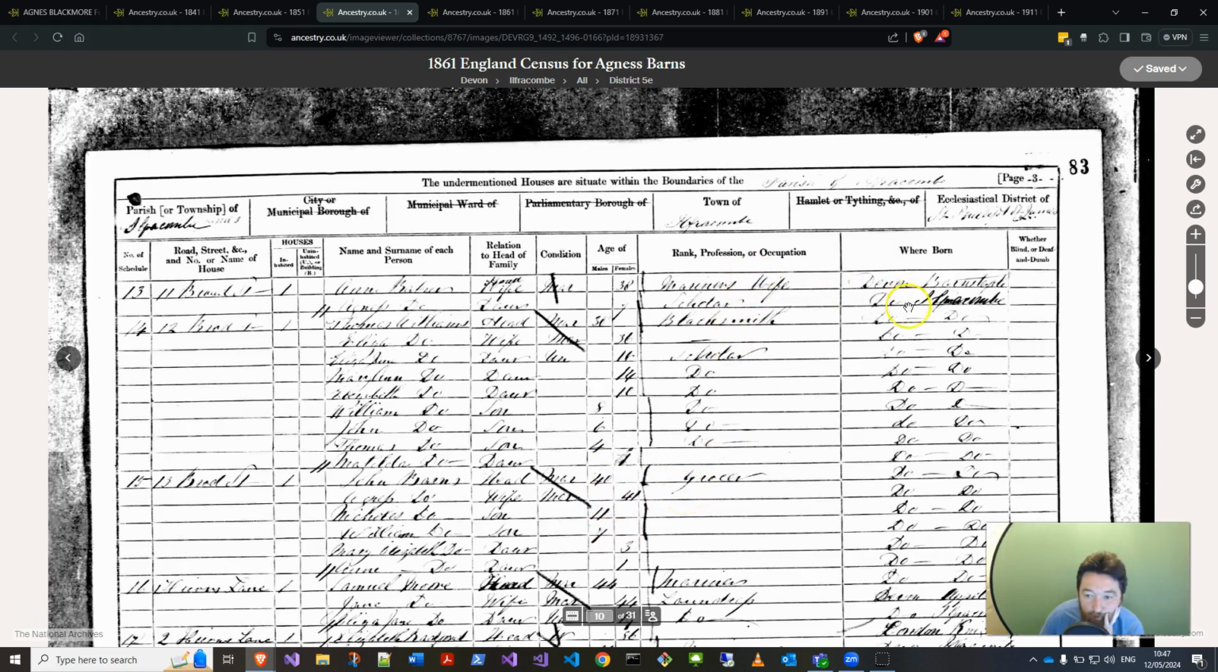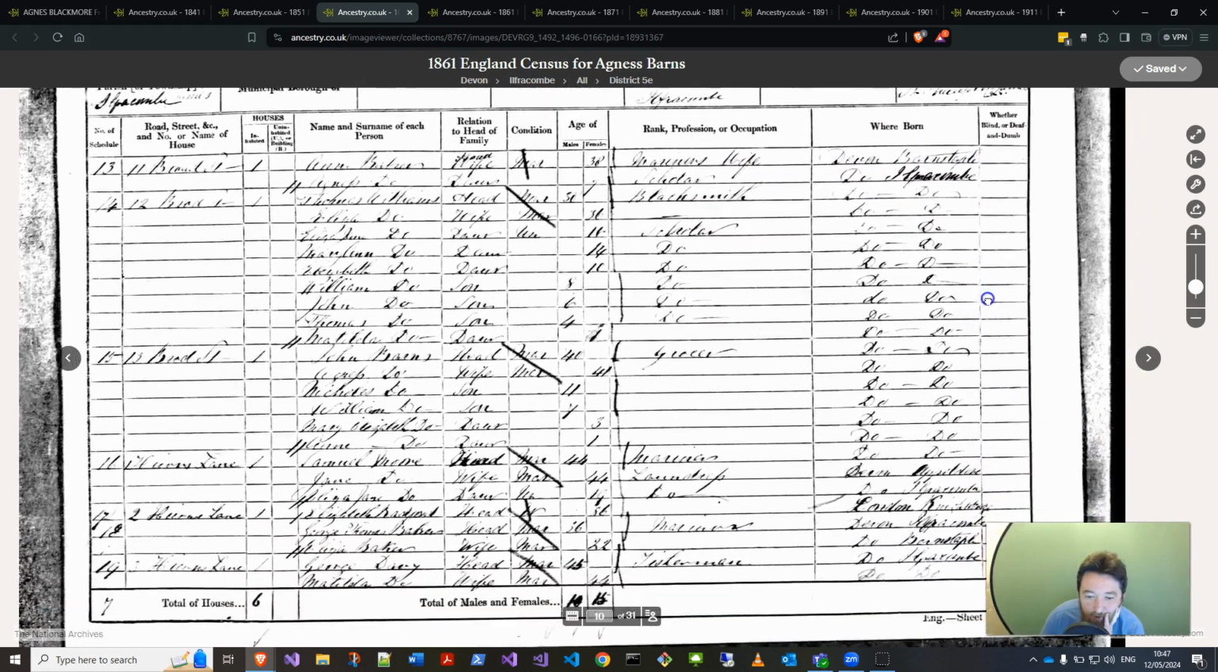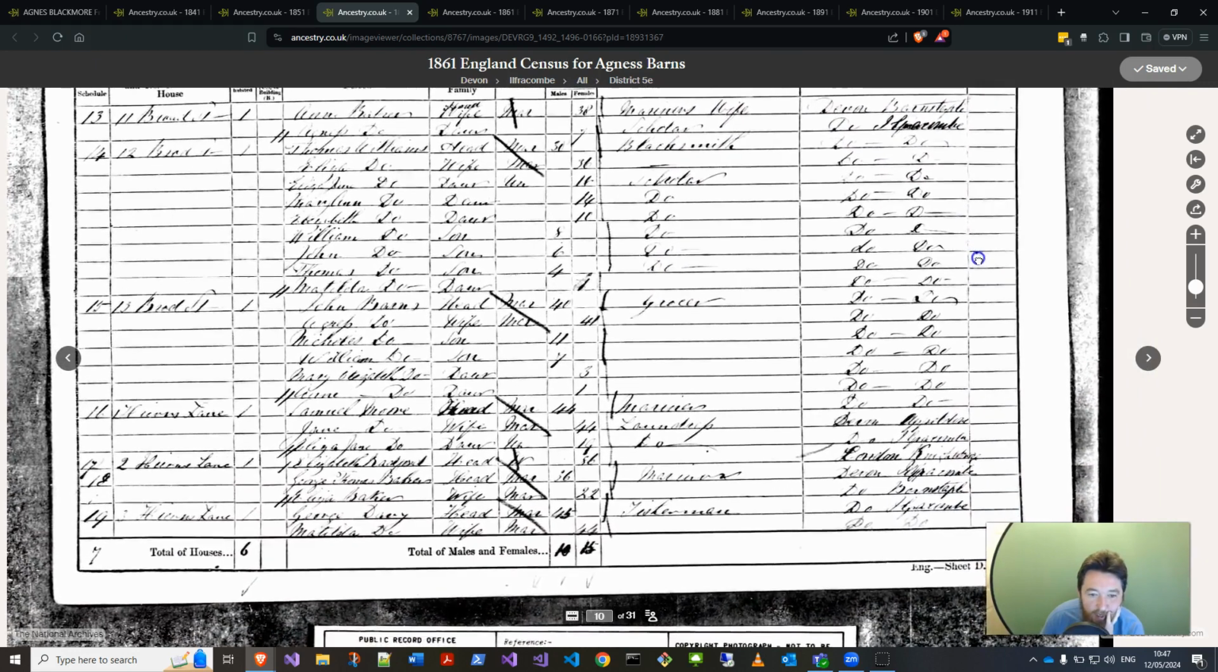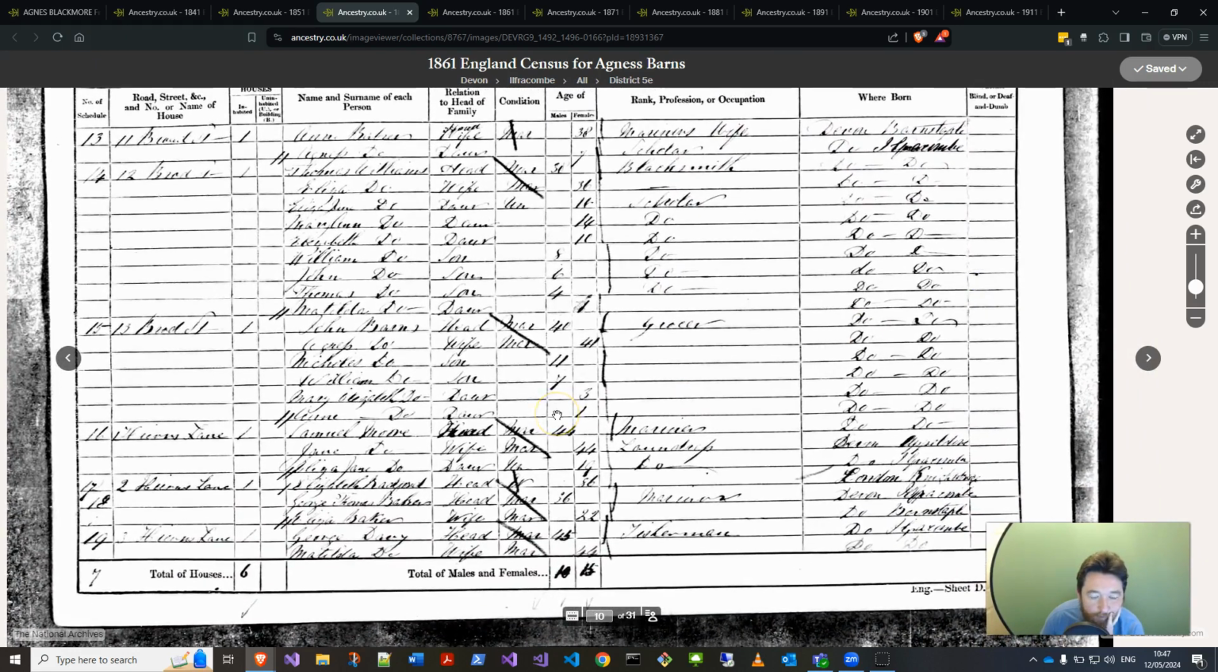And rank, profession, occupation, where born. Again, they followed the same conventions. It's very similar, so we're not getting much extra information there. Same shorthand it looks as well. Ma for married, un in this case for unmarried.